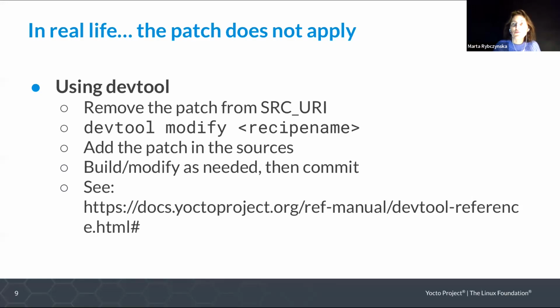First, remove the patch from the SRC_URI. You therefore modify your recipe name. Then you add the patch to the sources, like applying every other patch. You build, modify as needed. You build, test, you run tests until you have the patch that is in the right form for that specific version. Then you commit, and we are mostly done. You can find more details in the DevTools documentation.